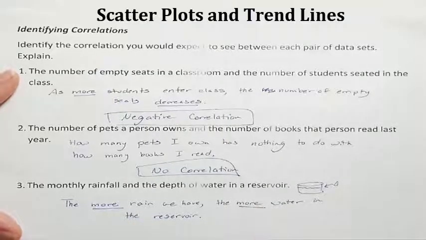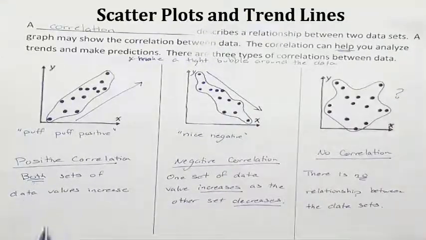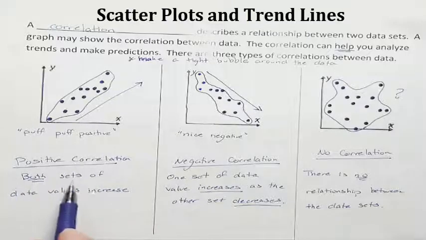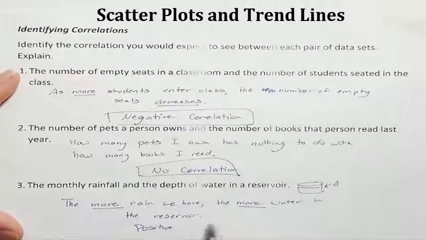More and more. If you look at the cheat sheet we did before, both sets of data are increasing. So this is going to be a positive correlation.